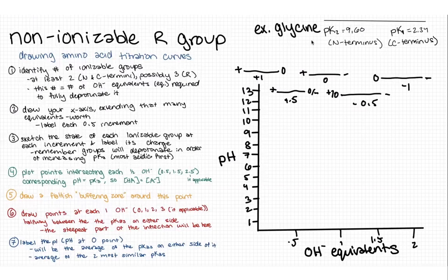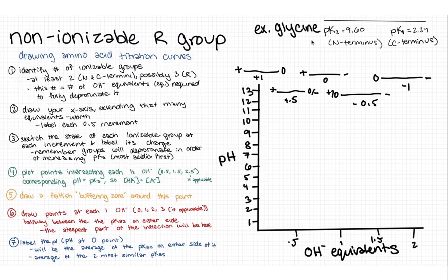And now let's actually plot them on the graph. So let's start with the pK values that we've given. These are going to be equal to the pH at which you have half of a group protonated and half of it deprotonated. So remember, when we're thinking about these halfway points, that's where we're at these 0.5 and these 1.5. So we're on step number 4 here.